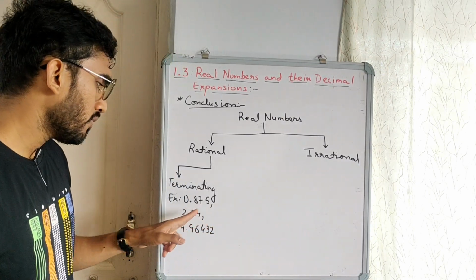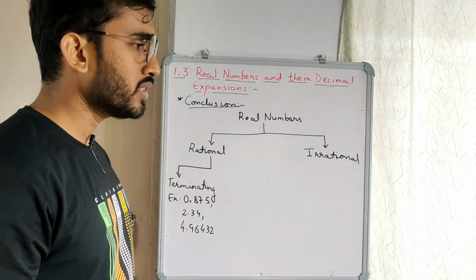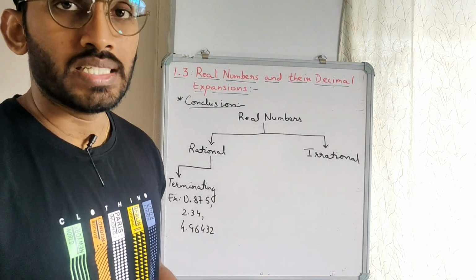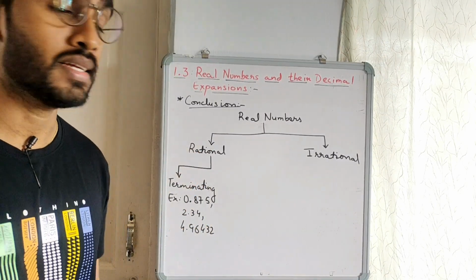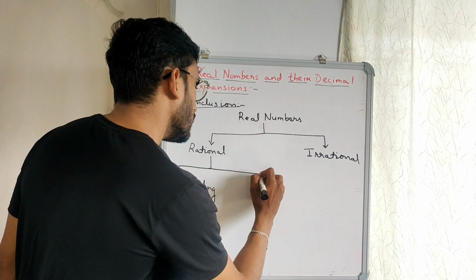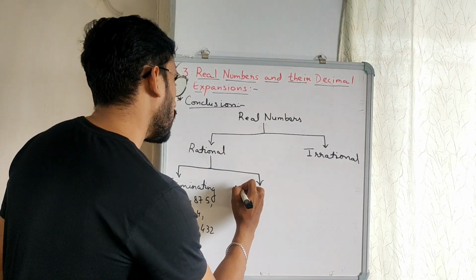There is no dot dot dot, which explains the division is going to stop at some point. Okay, so 0.875, 2.34, 4.96432, anything after the decimal there should be limited digits, so that is terminating, and then it will be called as what? Rational number.